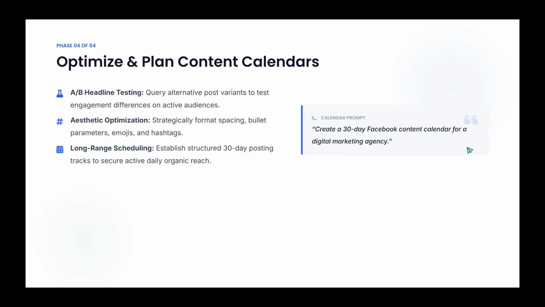To stay organized, ask ChatGPT to build a weekly or monthly content calendar. For example, create a 30-day Facebook content calendar for a digital marketing agency. This makes it much easier to maintain a consistent Facebook presence and keep your content strategy on track.